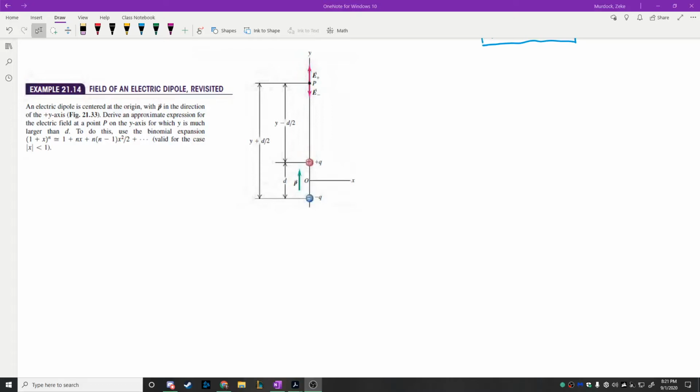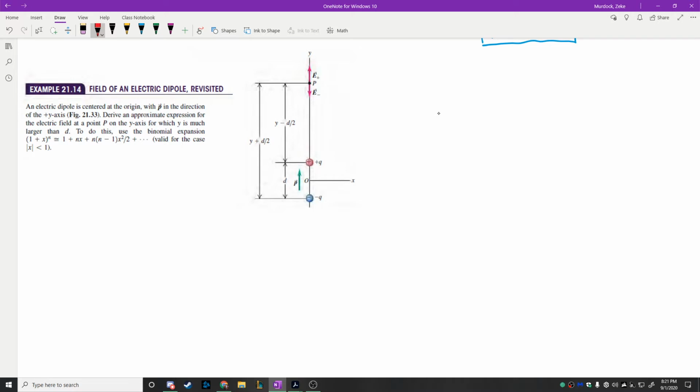This is the third hour of Physics 1C for, what is this, September 1st? We're talking about the electric field of a dipole. So we've got a charge arrangement that's called a dipole.